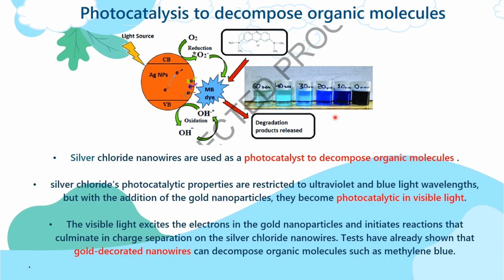So what actually happens here is we have taken silver chloride nanowires and we have doped them with gold nanoparticles to enhance their photocatalytic ability, because it was first only absorbing UV radiation, but now after the addition of gold nanoparticles, it becomes photocatalytic in the visible region as well. So that makes its photocatalytic property more enhanced to degrade the methylene blue dye under visible light as well.